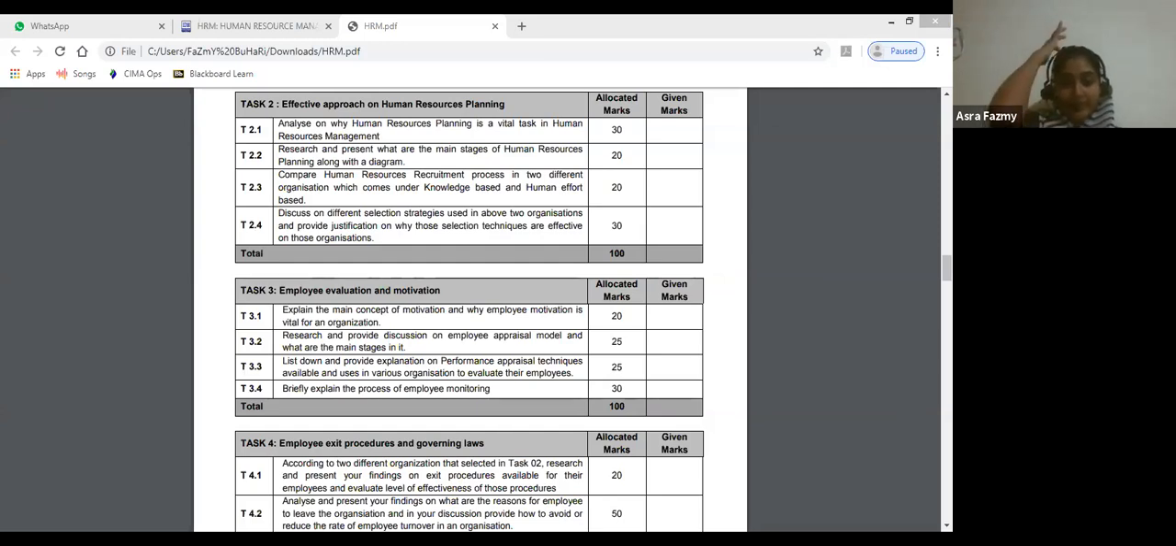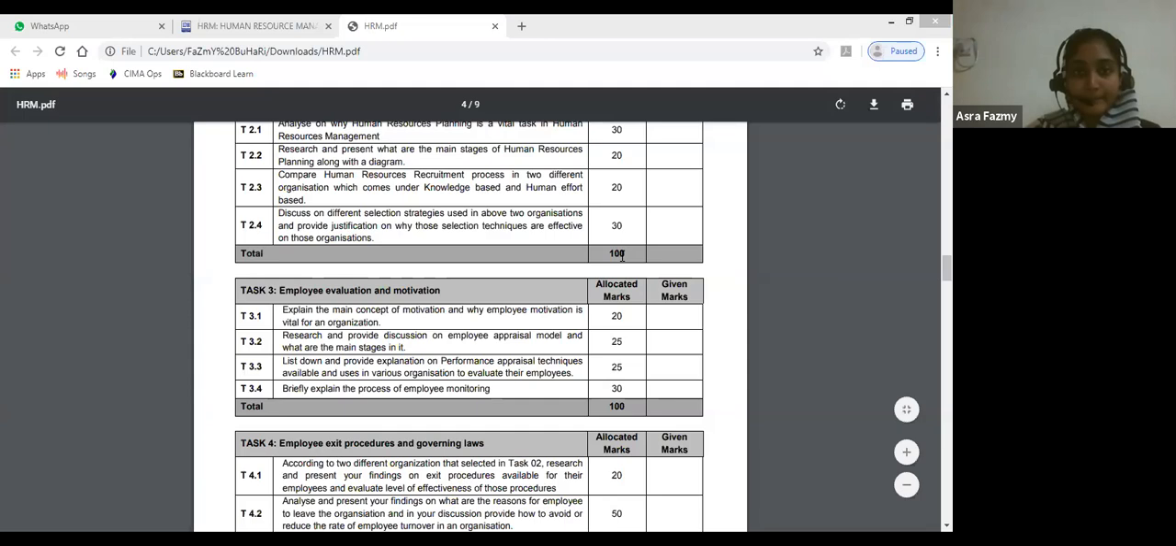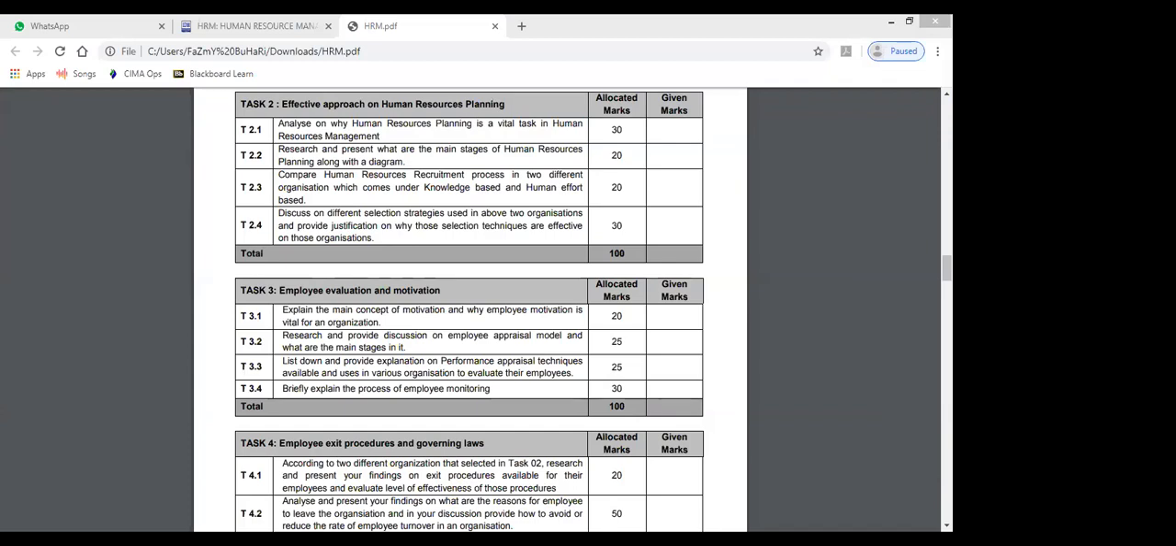Right, can I now see the assignment brief? Research and provide discussions on employee appraisal model and what are the main stages in it. So here you have to explain what employee appraisal is and explain the model that we did last class. Do you all remember? Planning. Do you all remember the model? Yes, miss. So you have to explain about the model, okay?